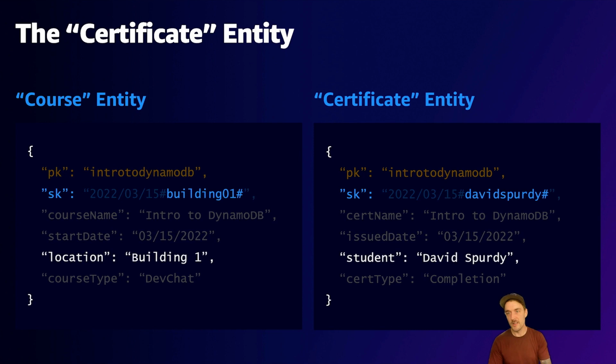But on the certificate entity, we have the student as the second piece of this. So the student being, in this case, David Spurdy. I will mention this as an aside in this presentation. This is a good example. We could actually flip David Spurdy and make it Spurdy David inside of the SK. That would actually be a good choice too.